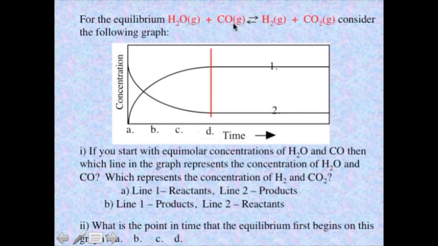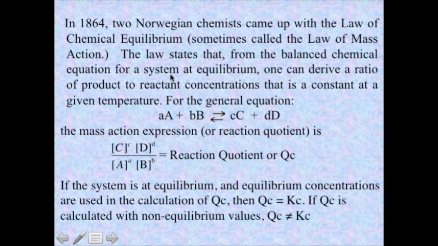That's because an equilibrium is defined as reversible reactions occurring at the same rate. So the forward reaction is occurring at the same rate as the reverse reaction, and therefore the concentrations of products and reagents don't change anymore. In 1864, two Norwegian chemists came up with the law of chemical equilibrium, sometimes called the law of mass action.